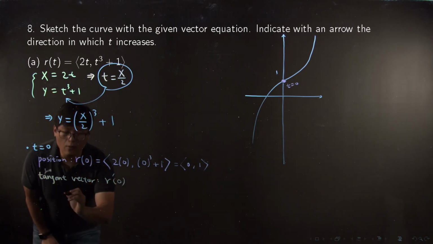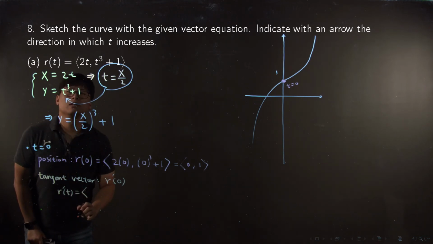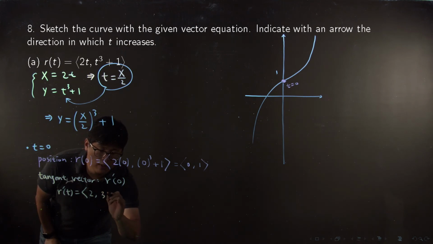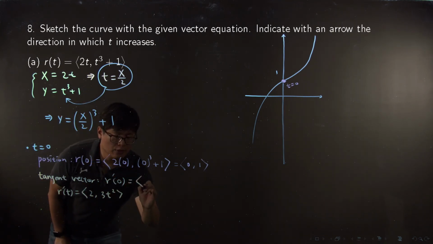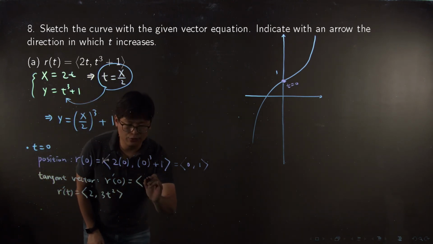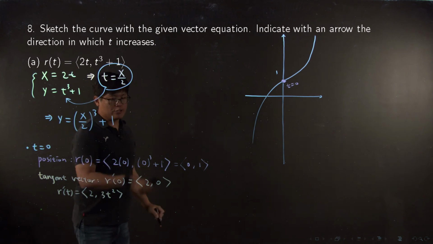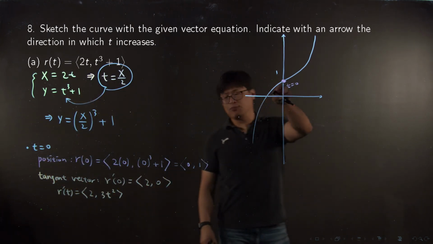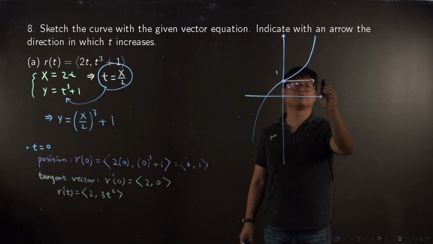Okay? What is r prime? r prime of t is: the derivative of 2t is 2, and the derivative of t cubed plus 1 is 3t squared, okay? Then plug in 0. It is equal to (2, 3 times 0), which is (2, 0). This is your tangent vector at that point, okay? So at this point, your tangent vector is pointing this way.